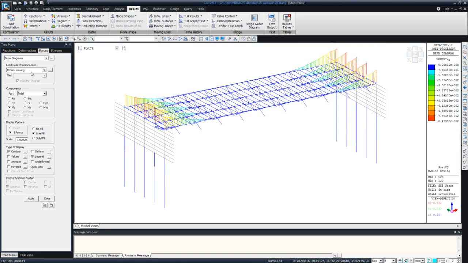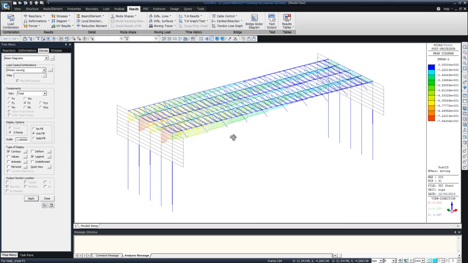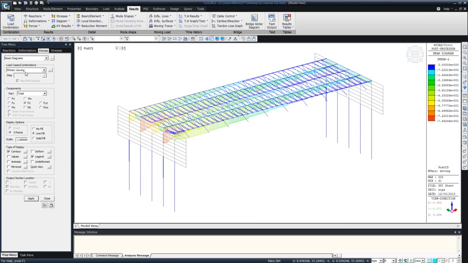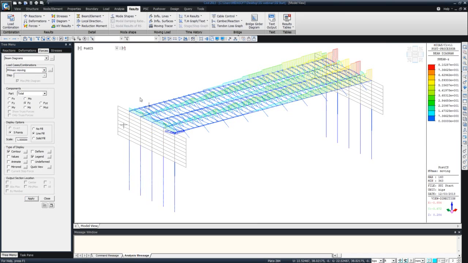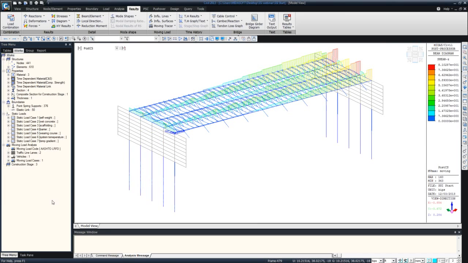Now, if you want to obtain the shear forces and stuff like that for moving loads, you can obtain that in an integral abutment bridge using Midas Civil. So you can obtain either maximum hogging bending moment or maximum sagging bending moment envelopes like that.